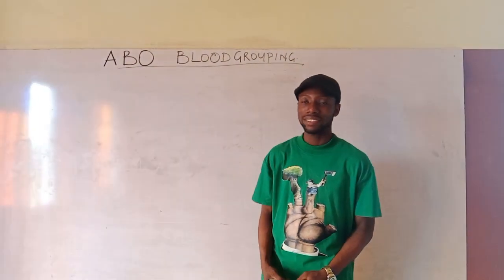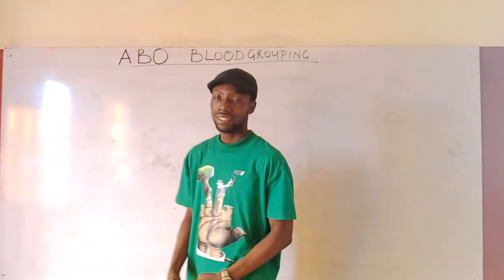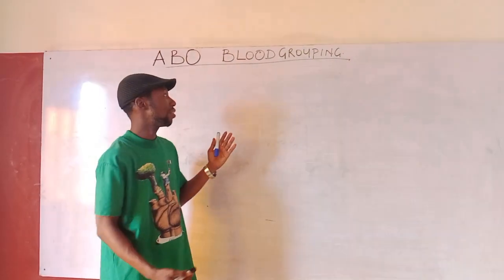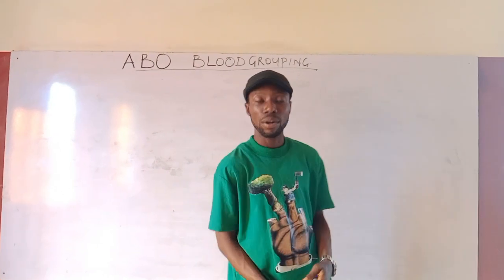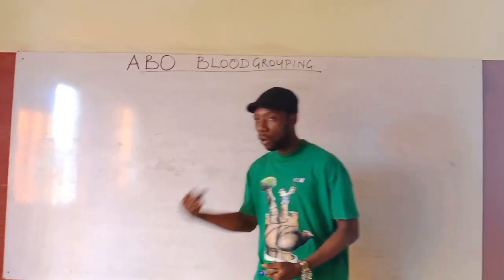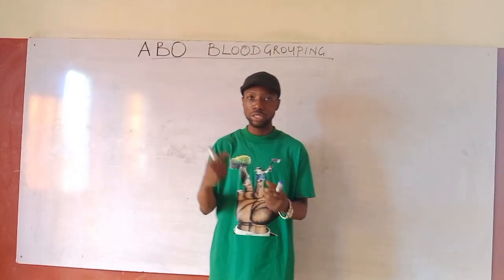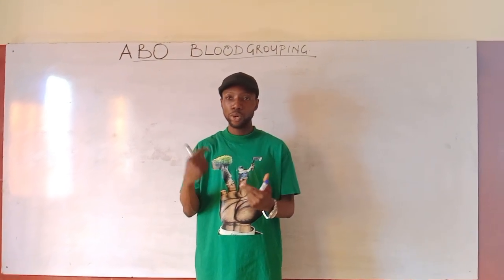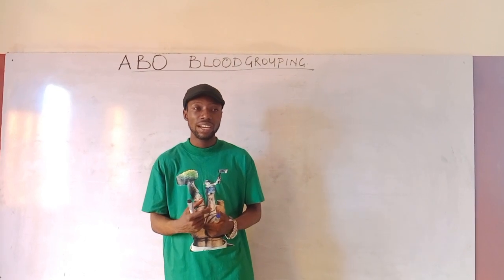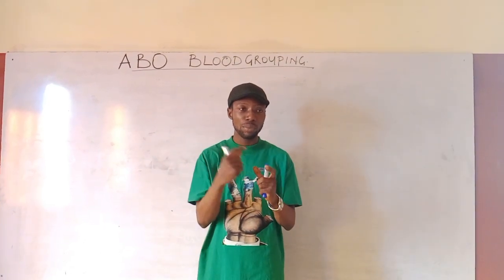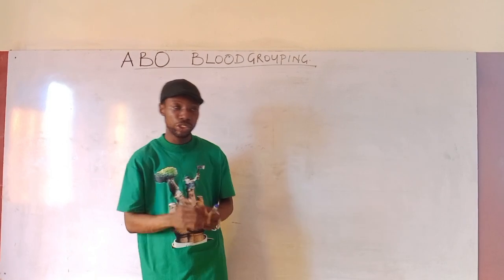Today we're going to look at a very important topic, ABO blood grouping. This system of blood grouping was discovered by Landsteiner, where blood is grouped into different groups based on what we have on the surface of red blood cells. And those we possess on the surface of red blood cells are called the antigens.